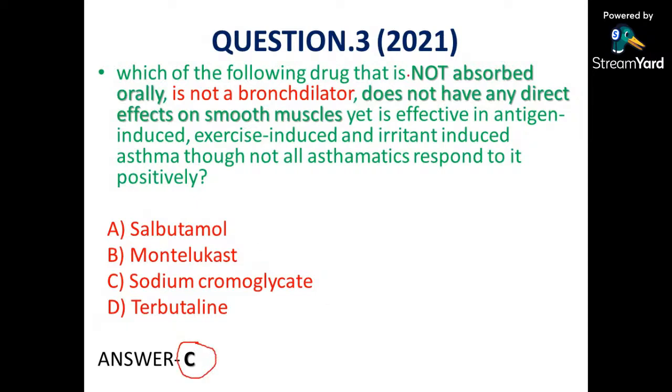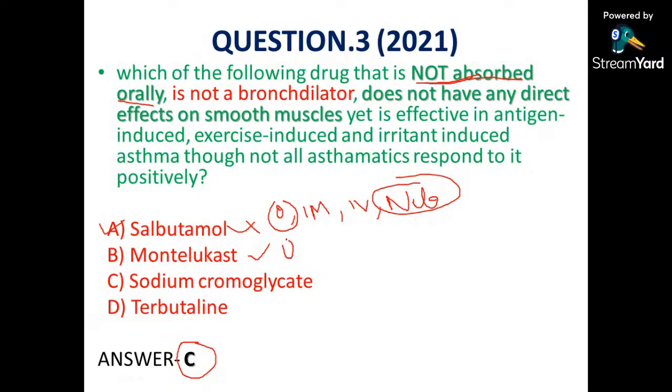See, which of the following is not absorbed orally? From the first sentence, see, salbutamol is available in oral form, it is available in IM form, it is also available through IV, and mostly it is used in nebulizer form as inhalant. So salbutamol is available through the oral route. So salbutamol is not the option, because in the question they have given which one of the following is not absorbed from the oral route. So salbutamol is not the option.